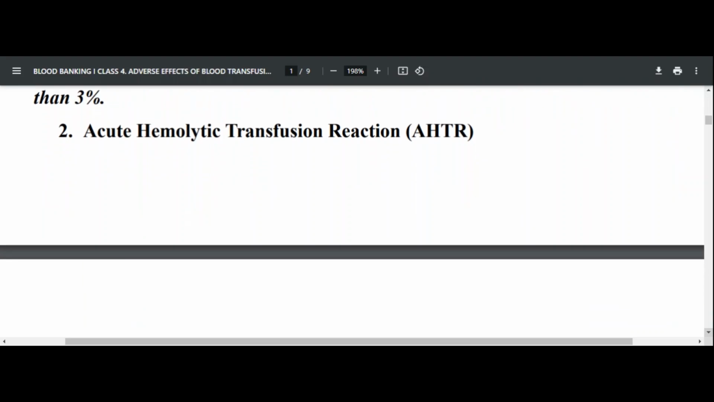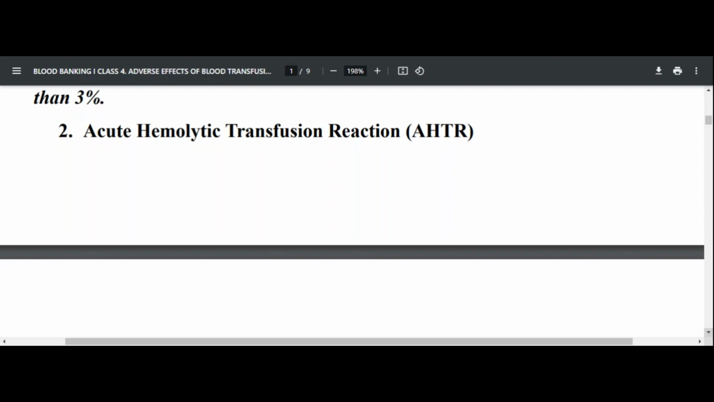That was the first adverse reaction. It is just about alloimmunization. When you transfuse antigen positive RBC into antigen negative patients, they will develop antibodies against those transfused antigens. That is what you call alloimmunization to foreign antigens, of course RBC antigens.